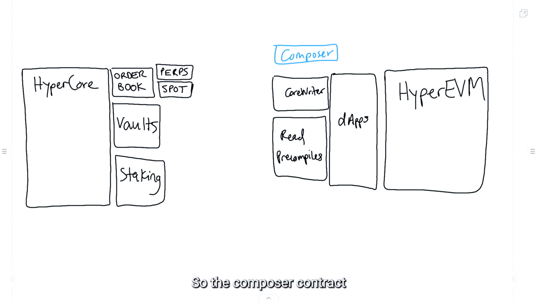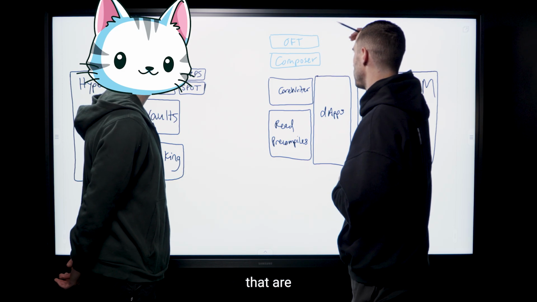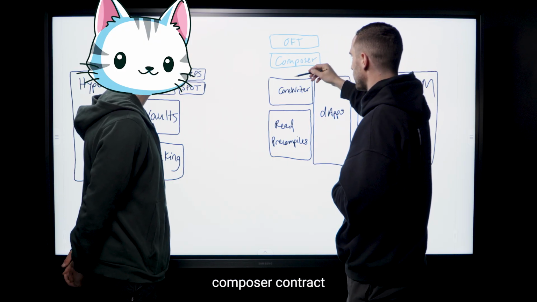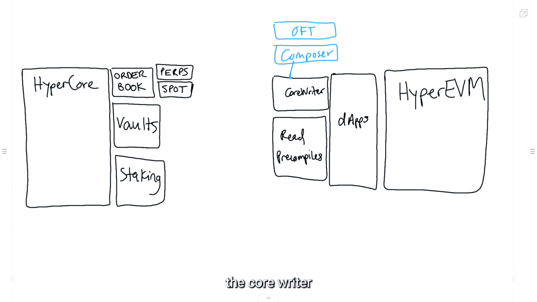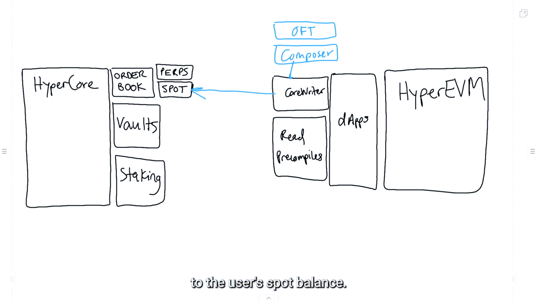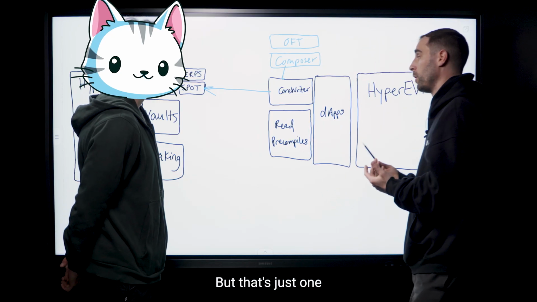So the composer contract, and you have the OFT standard. You'll have the OFT contracts that are deploying the tokens on Hyper EVM. And you have a composer contract that is invoking the core writer to go and transfer tokens to the user's spot balance. But that's just one use case, right?